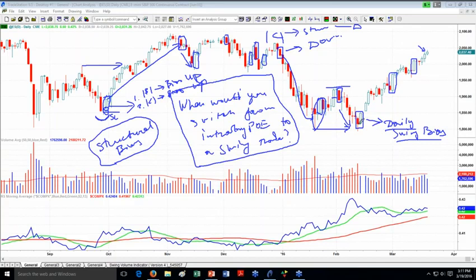And then here we could be thinking, okay, what are the scenarios here? We're either in phase A, and we're testing the climactic action here. Or we are in phase B, and this is a secondary test. And if this is a test of the climactic action, our structural bias is up. If this is phase B, our structural bias is up. And if this is even C, our bias is still up.